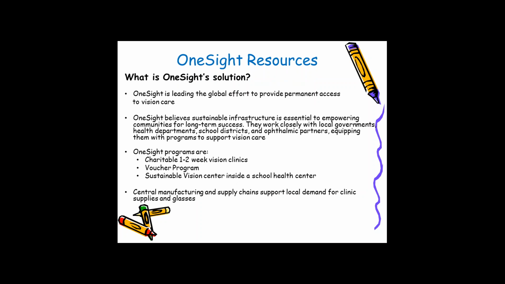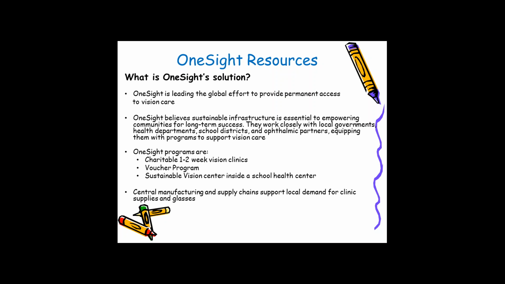What's our solution? We want to provide, in a global effort, permanent access to vision care. We believe that a sustainable infrastructure is going to be essential to empowering communities for long-term success. So we work with the government, with health departments, school districts, ophthalmologic partners, and equipment vendors to support this. And we do it in several different ways. We do it in a charitable version that could be a 1 to 2 week clinic where we will come into your area with a van, with equipment, and bring in teams of optometric partners and opticians to do this.